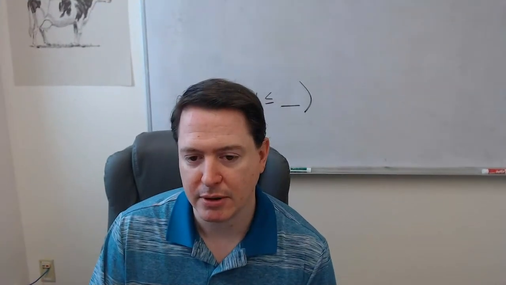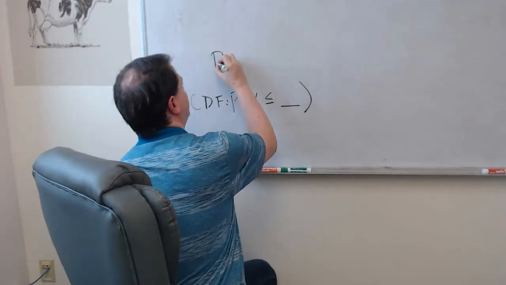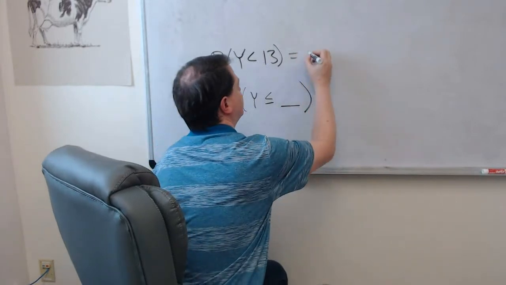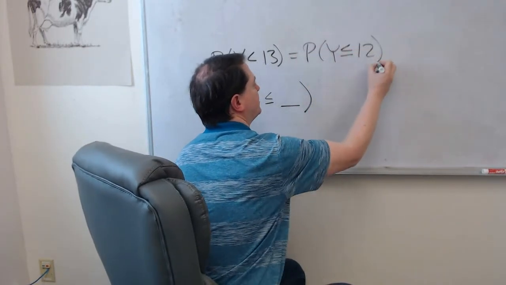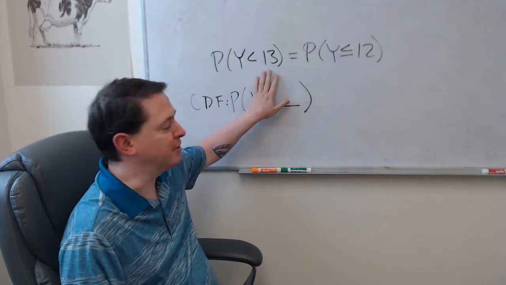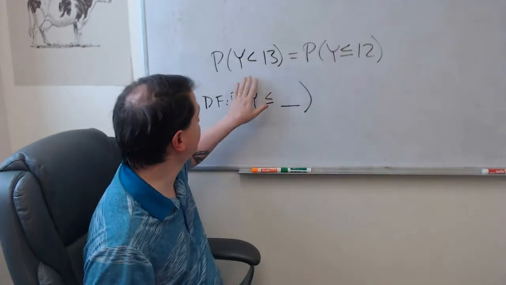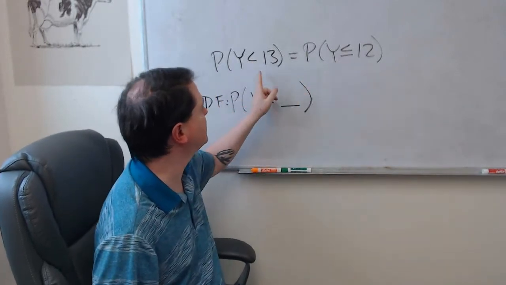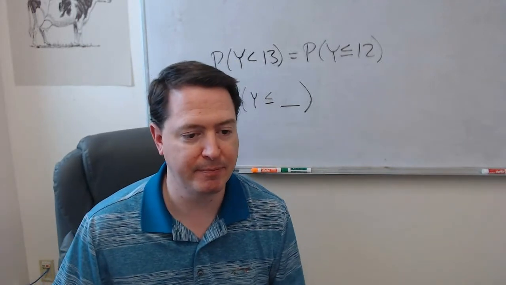So, if I'm trying to find the probability that my variable is less than 13, that's exactly the same as the probability that it's less than or equal to 12. These are exactly the same numbers, right? If we're working with whole numbers, less than 13 is exactly the same as 12 or less. So that's the first trick. If we've got a less than, the way we get it to be less than or equal is just subtract 1 from it. All right, let's look at another one.